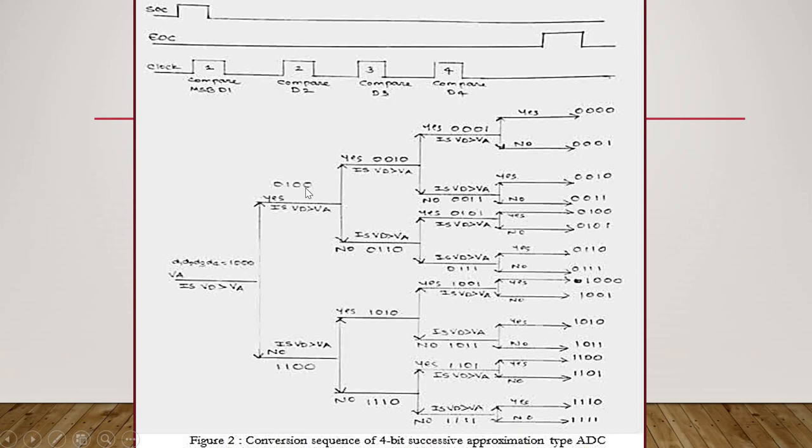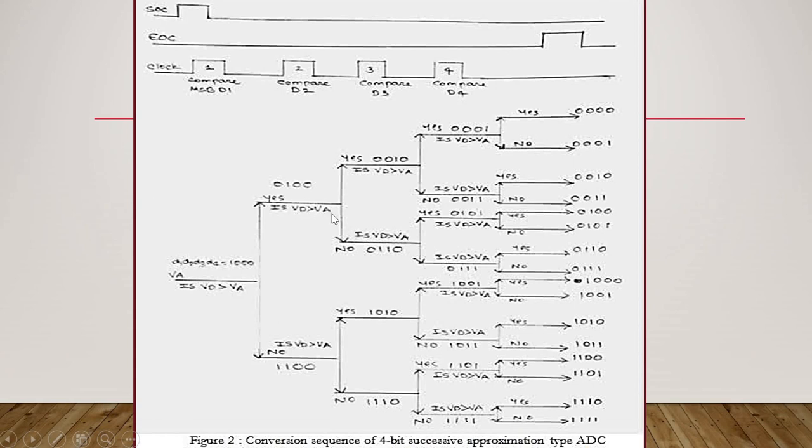So here it is 0 1 0 0. Next here is 1 1 0 0. So what is the analog equivalent of 0 1 0 0? 0 1 0 0 is nothing but 4. Okay, now again this will be given as the input for your comparator. The comparator will check that with your analog input.